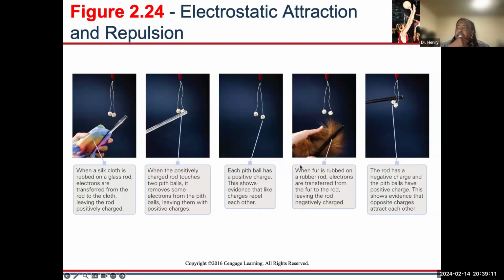Now, if we take a fur and rub that with a rubber rod, then the electrons are going to be transferred from the fur to the rod, and that's going to leave our rod negatively charged. And so then when we touch it with our positively charged pit balls, those pit balls are going to attract to the rod. Okay, so opposites attract, and same charges repel. Okay.